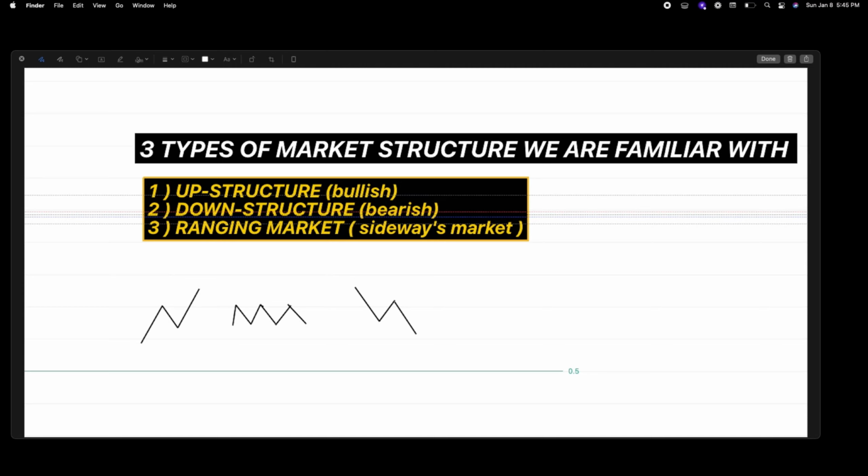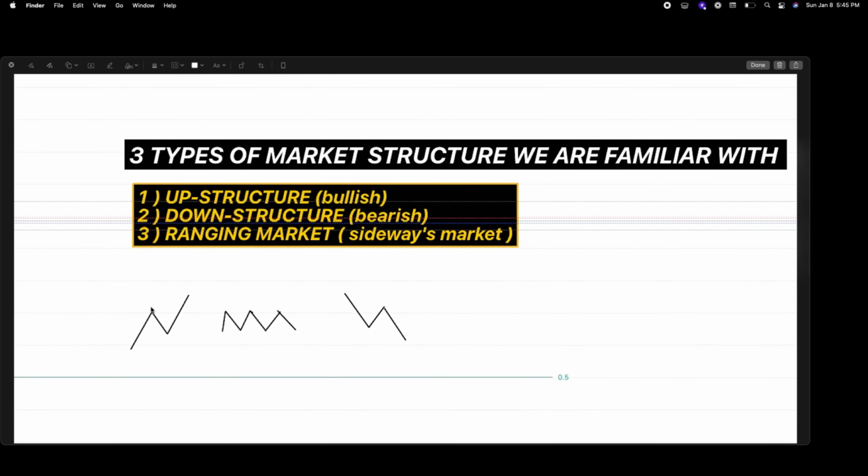Hey guys, today we're going to quickly go over 3 types of market structure we are familiar with. So the first is up structure, which is known as bullish structure. For up structure, you need 2 highs and you need 2 lower highs.